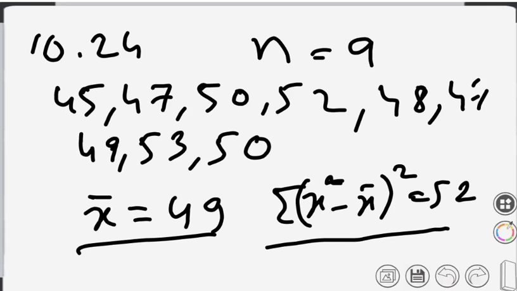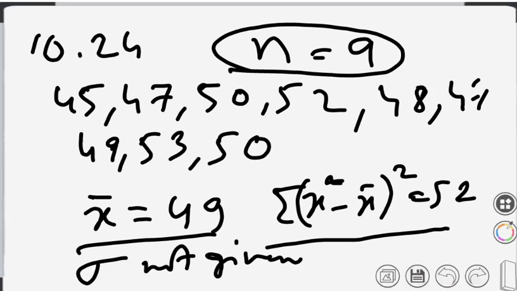See here, sigma is given, population standard deviation is given? Sigma is not given. What are the observations? Sample size is small. N is 9. I said n greater than or equal to 30 means large sample. So sample size is small, so that means here we have to use t distribution.